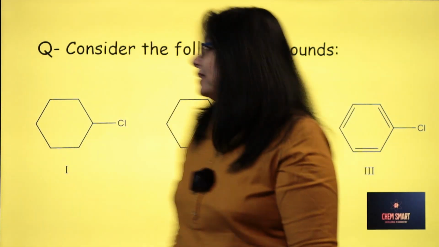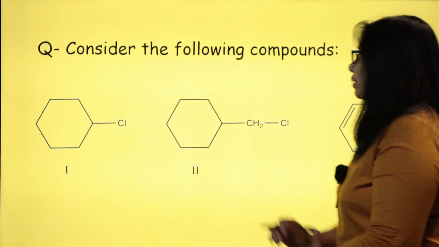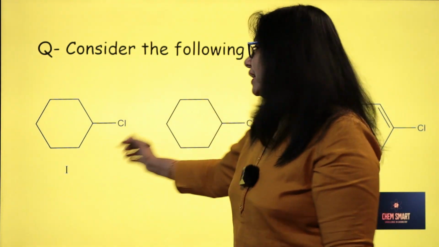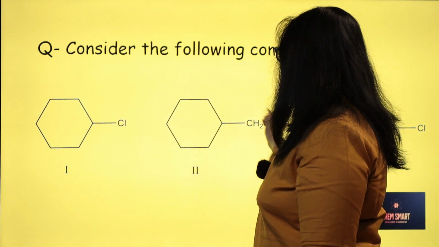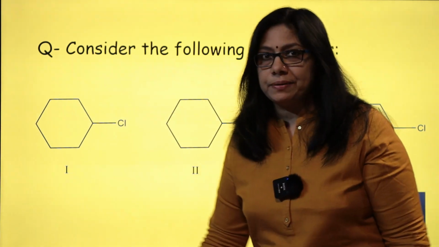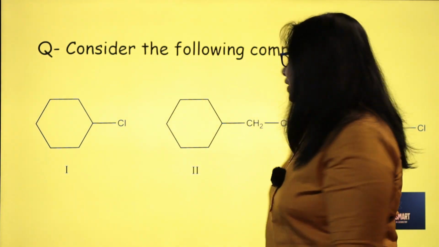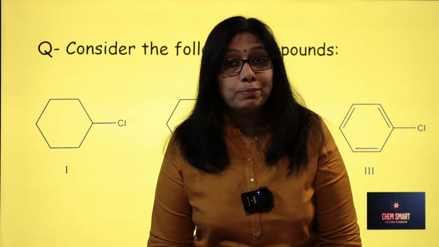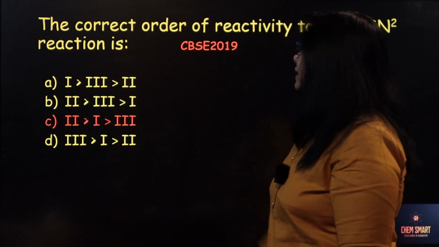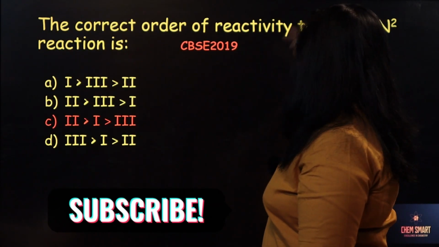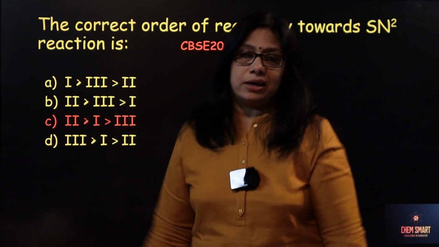Question number 1 is: consider the following compounds. First one, you can see, is cyclohexyl chloride. Second one is chloromethyl cyclohexane. And the next one is chlorobenzene. And the question is about the correct order of reactivity towards SN2 reaction.